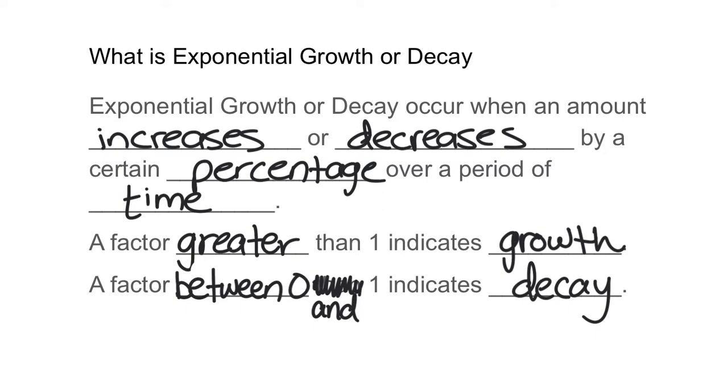So that's saying if you have something like 1.25 as your factor there, you know that that's growth because that's a number bigger than 1. If you have something like 0.75, that's going to be decay because that's a number that is less than 1. So that's what we're looking for there. If your number is greater than 1 or less than 1, that's going to determine whether it's growth or decay. So something like 1.25 would be growth. 0.75 would be an example of decay.